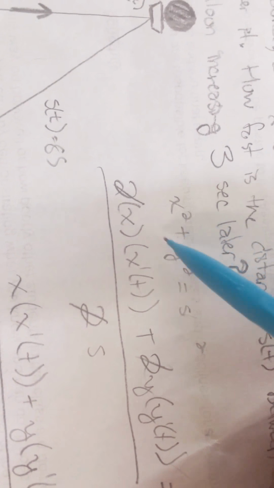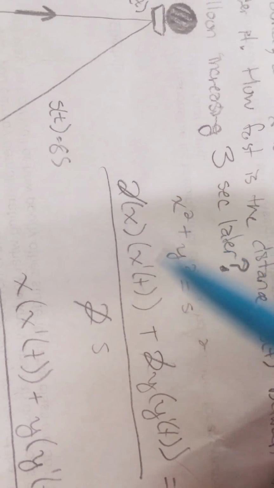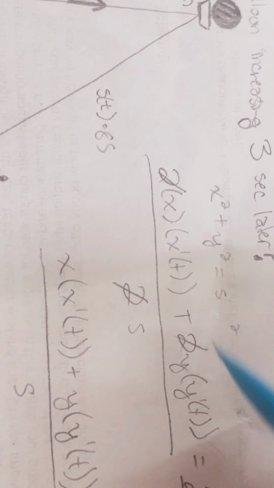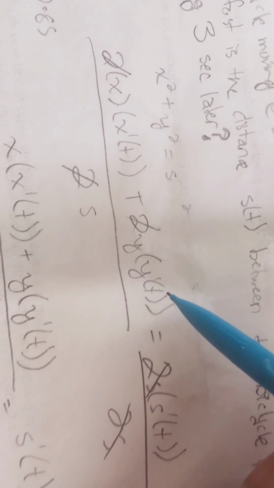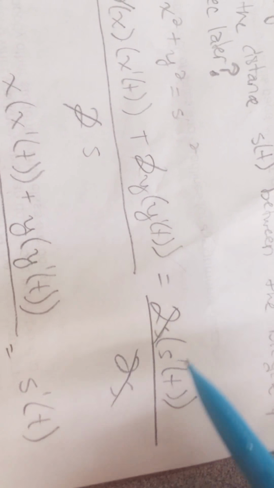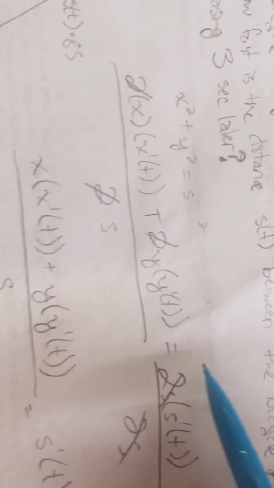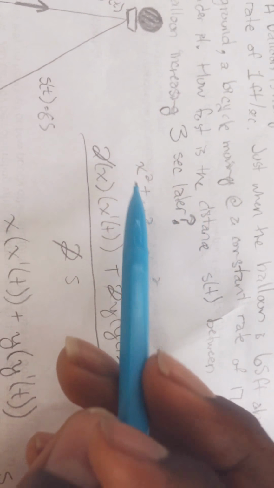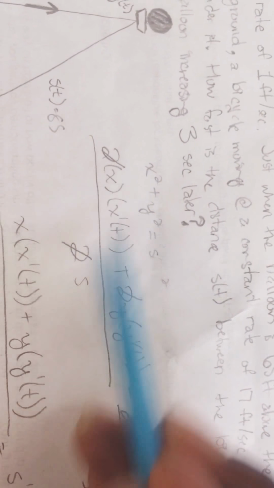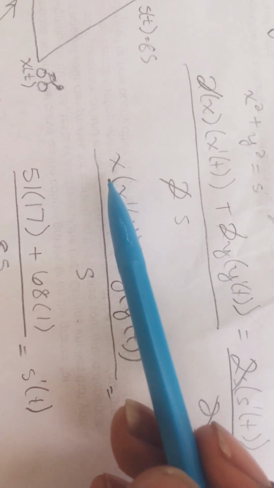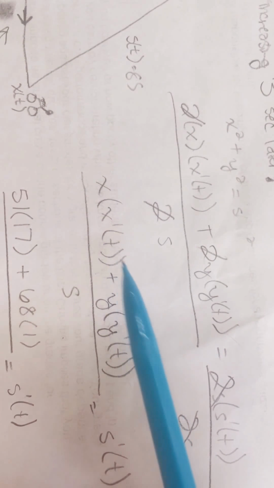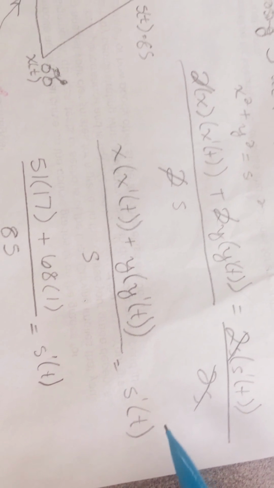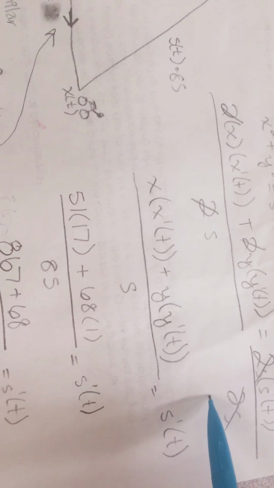So when we take the derivative of all these terms in terms of t, we get 2x times dx/dt plus 2y times dy/dt equals 2s times ds/dt. Since we're trying to find ds/dt, we divide each side by 2s, and each term has a 2, so we can cross those out, and we get x times dx/dt plus y times dy/dt over s equals ds/dt. And that's what we're trying to find.